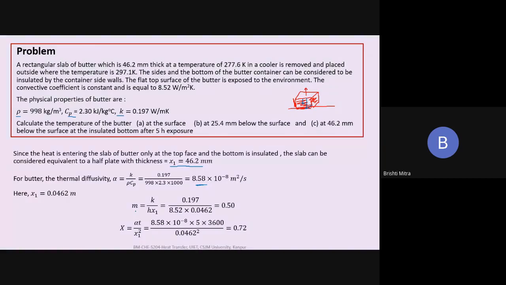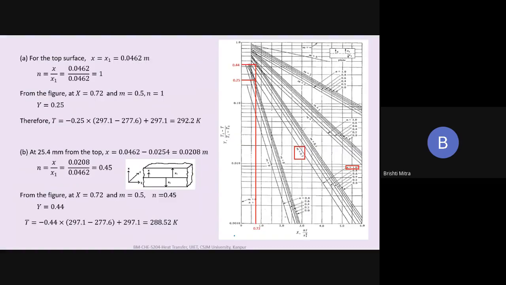The term m was equal to K by Hx1. So we find out the value of m, and we also find out the Fourier number, that is alpha t by x1 squared. We know all the values, so this is equal to 0.72. So now let us see how we can do the estimation.